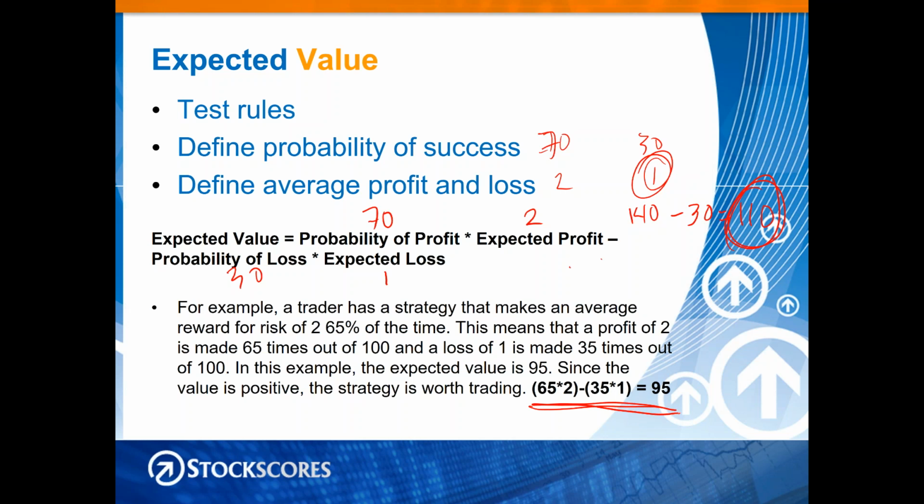Trader has a strategy that makes a profit of a reward for risk of 2 on average. It might make a 6 sometimes, it might make a 1 sometimes. On average, it makes a 2, 65% of the time. And 35 times out of 100, it loses a reward for risk of 1. And therefore, you can calculate the expected value as 95. Since that expected value is positive, it is a profitable strategy.